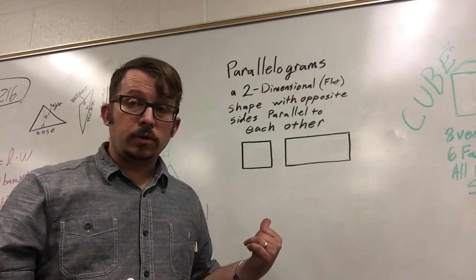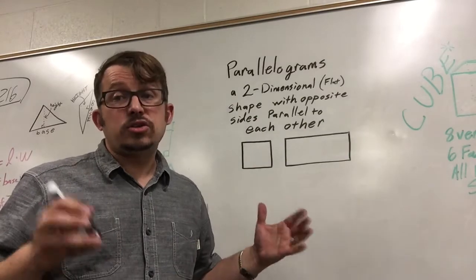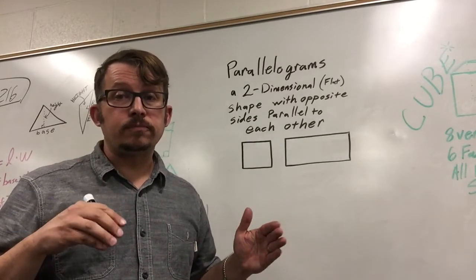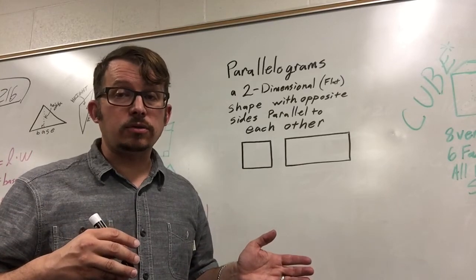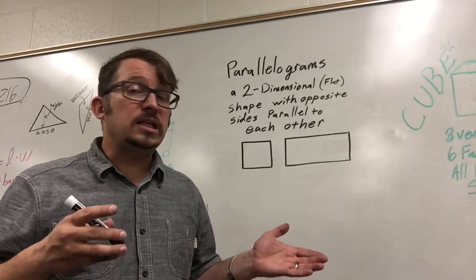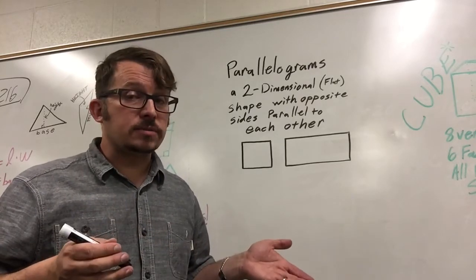Okay, so these are both parallelograms. The square, the rectangle. They've got two sides parallel to each other and another two sides parallel to each other. It's easy to do when you've got right angles. Everything's a 90-degree angle. And so it just cuts out nice and even, the same size.